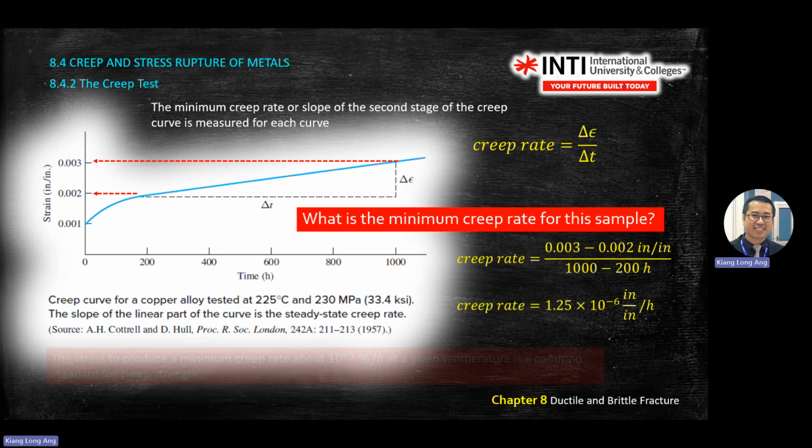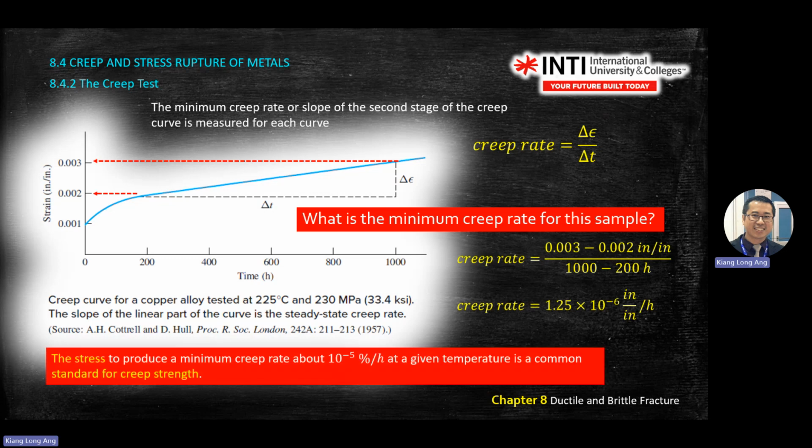So in this case, if we put everything in, our creep rate for this sample on this graph is very simple. Just find the gradient of the graph on the middle section, secondary creep. So you will get 1.25 × 10^-6, in this case inch per inch, because here the unit is inch per inch, right? But nowadays, our experiments are all in SI units, so you'll see mm/mm/hour.